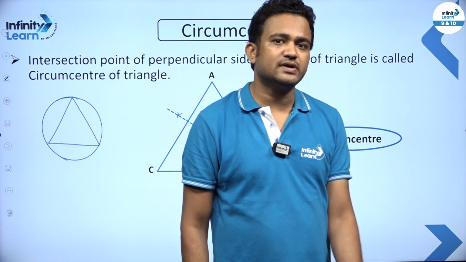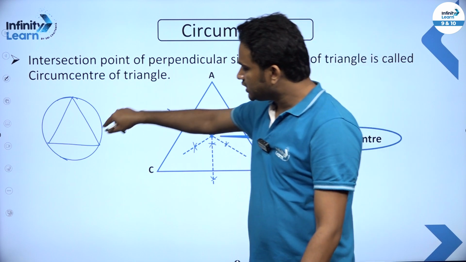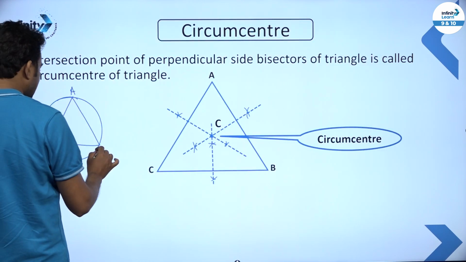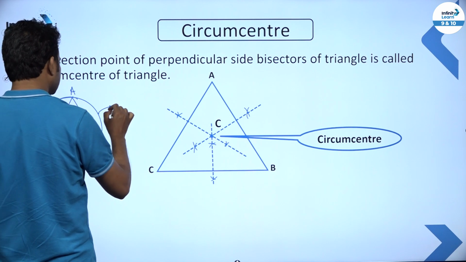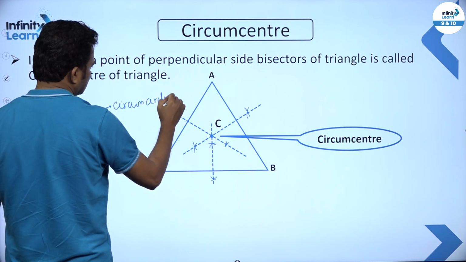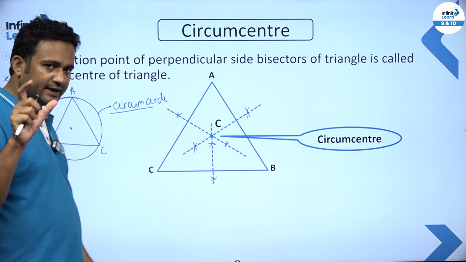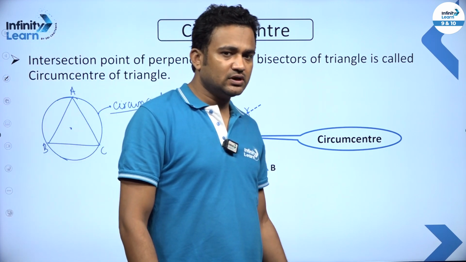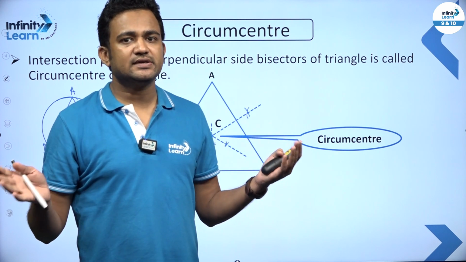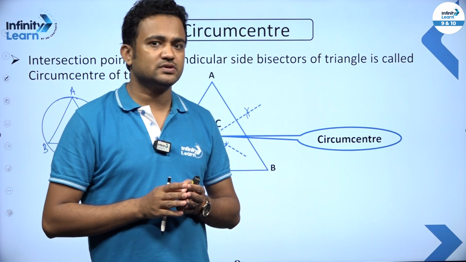Okay, and what is the use of circumcenter? It is used to draw the circle passing through the three vertices of the triangle, that is also called the circumcircle. Okay, so first of all, we will locate the center of the circle, and how will we do this? Simply draw the perpendicular bisector of the sides. Their intersection point will be the position of circumcenter.